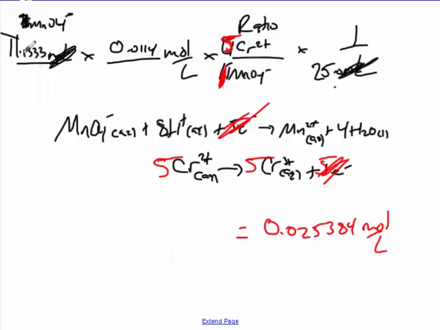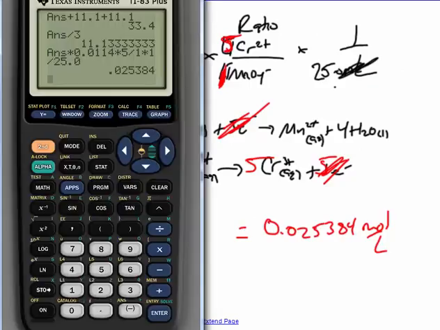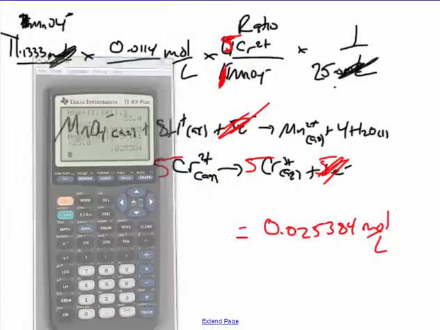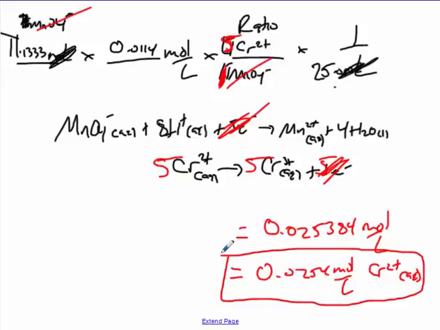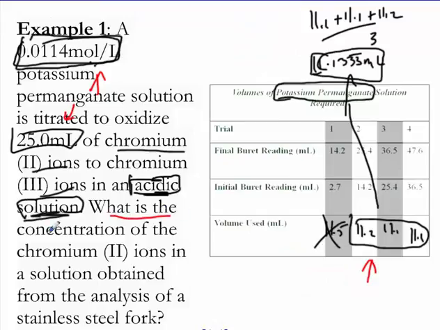Based on sig digs, this gives me 3 sig digs, so 0.0254 moles per liter. And that is the concentration of the chromium ions. And it's the chromium ions because that's the one that didn't cancel here. I didn't actually read the question on the previous slide, but hopefully it says what is the concentration of the chromium ions. So, okay, there's your example.